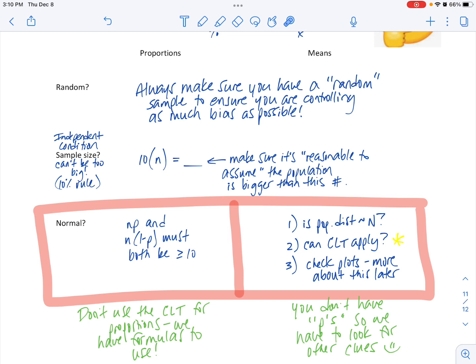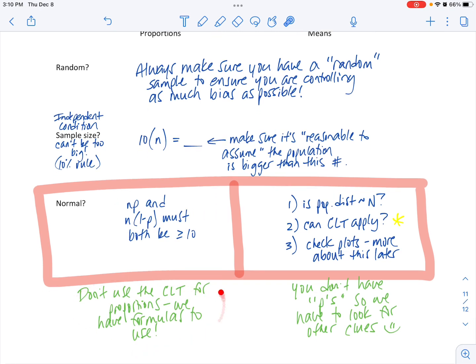We will talk more about this second semester, but make a couple notes here. We can't use the CLT for proportions. For proportions, if you do this, you will lose points. For proportions, we have a formula to check, and that's the only way to prove normality of the sampling distribution. Over here, we do not have p's, so we have to look for other things. One of these three. Number three, you don't have to worry about yet. We'll get to that second semester. We're looking for this or this. These are the things you need to do, and you'll be asked to remember how to do on the test.